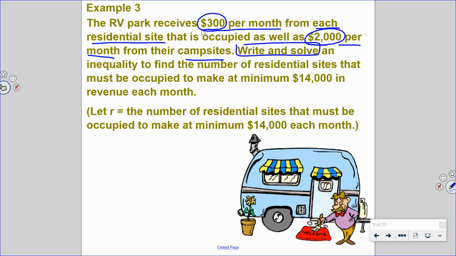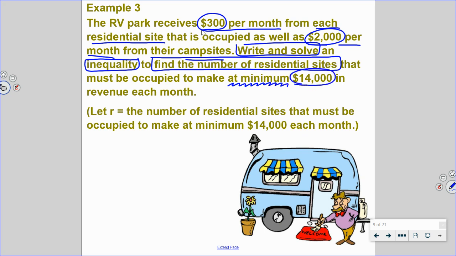Write and solve an inequality. What are we trying to find? Find the number of residential sites that must be occupied to make, at minimum, there's our key inequality word, $14,000 each month. So because we're looking for the number of residential sites, that's why we're going to use R.